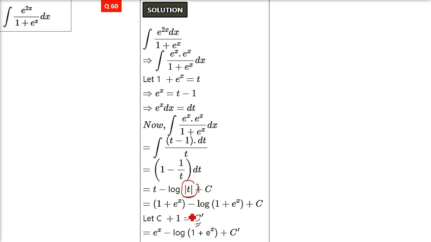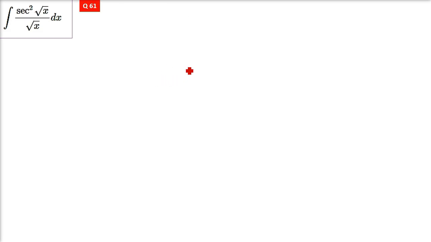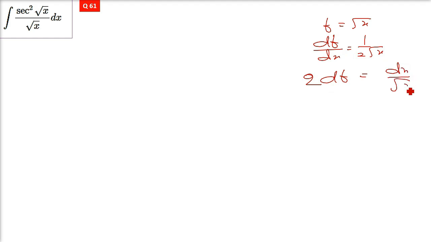One more catch is c plus 1, because 1 was already there. Don't leave it. Whenever it is a constant with a plus or a minus, add it with c and forget about that. Now this, I think we might have done multiple questions in similar lines. So when we take t equals under root x, dt by dx will be 1 by twice root x. Okay, you already know that. So 2 dt will become dx by root x. So this dx by root x is twice of dt.